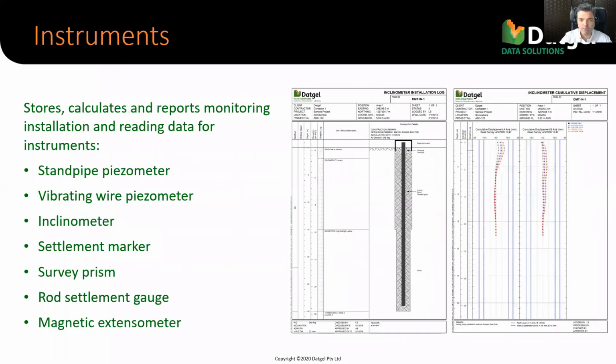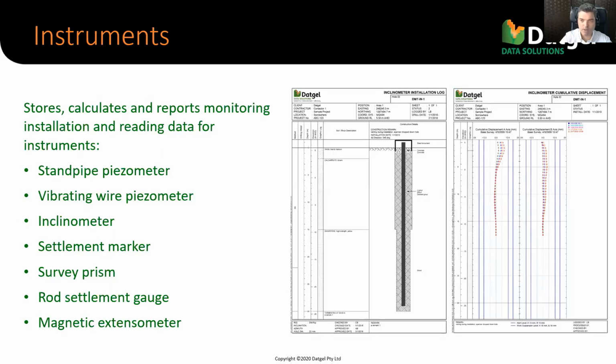So the tool deals with these instruments. Vibrating wire and standpipe piezometers, and recently we have added a whole range of additional piezometer formulas. That's one of the new features in the last couple of years. Inclinometers, settlement markers, and survey prisms, which are pretty much a similar thing. Rod settlement gauges and magnetic extensometers, so the sort of spider thing you put down the borehole, and then you go back and dip it using a magnetic sensor.